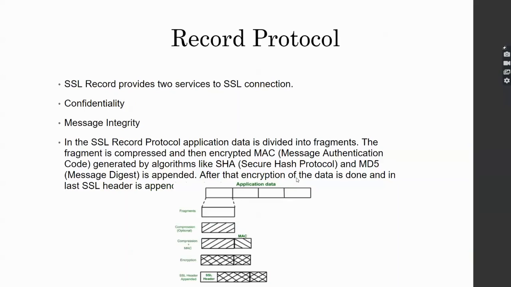First, confidentiality. Second, message integrity. In the SSL Record Protocol, application data is divided into fragments. The fragment is compressed and then a MAC, message authentication code, generated by an algorithm like SHA, secure hash algorithm, or MD5, message digest, is appended. After that, encryption of the data is done and in the last, the SSL header is appended.